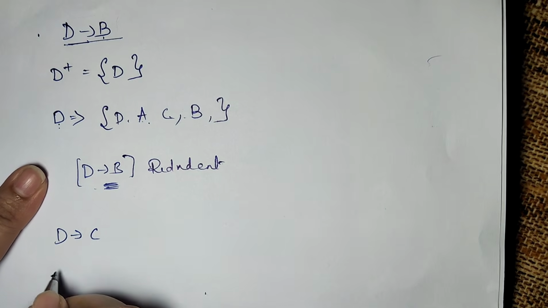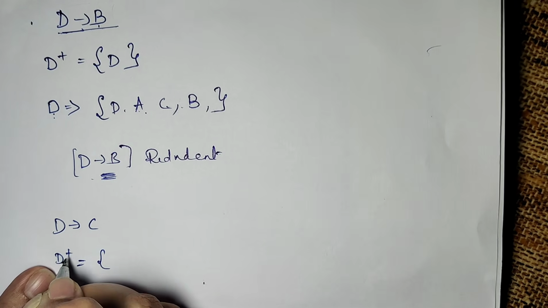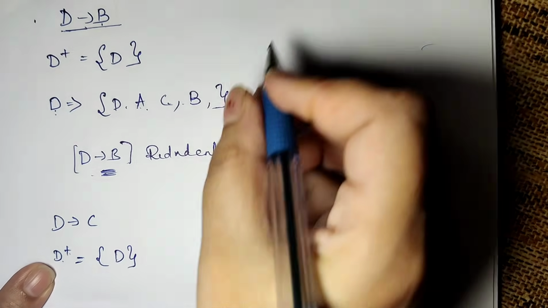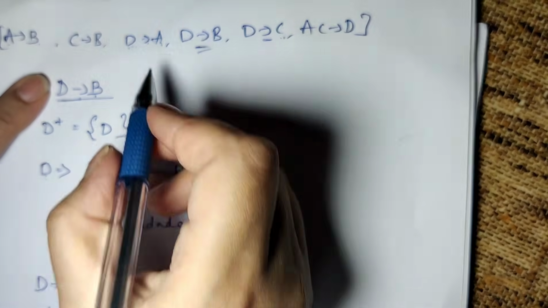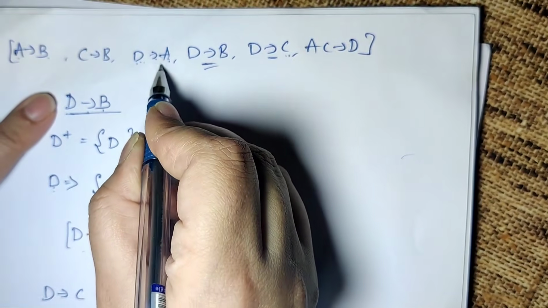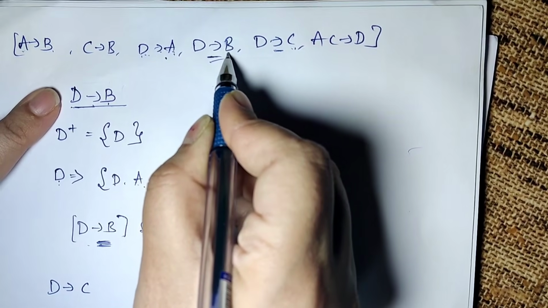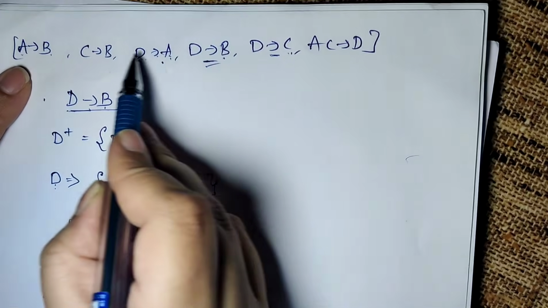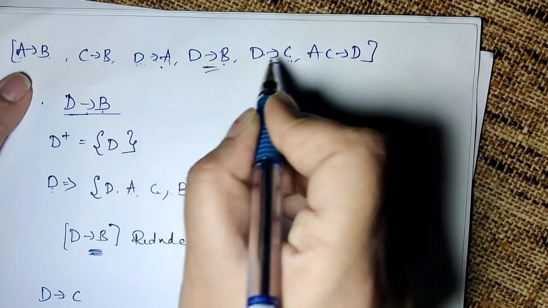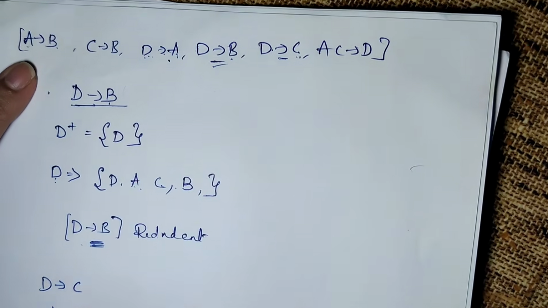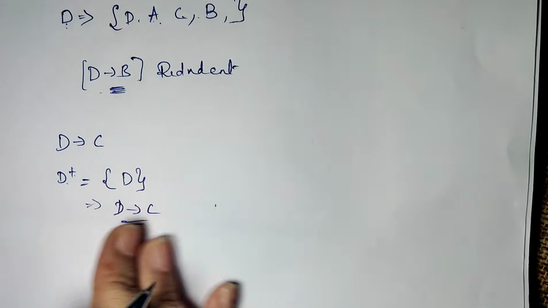Okay, so next is D determines C. D determines C according to the reflexive property: D will determine D only. So in spite of this set, D determines A, and D determines B as well. But if you observe carefully, we can't get this D determines C with the help of other sets, so that's why we have to keep this set as it is. So it's not a redundant set.